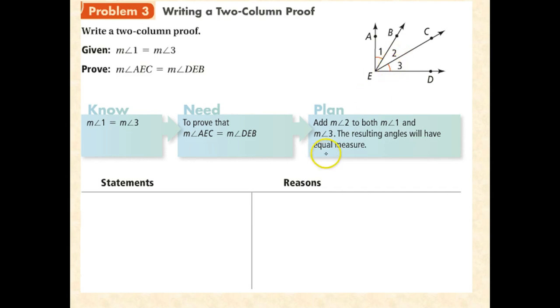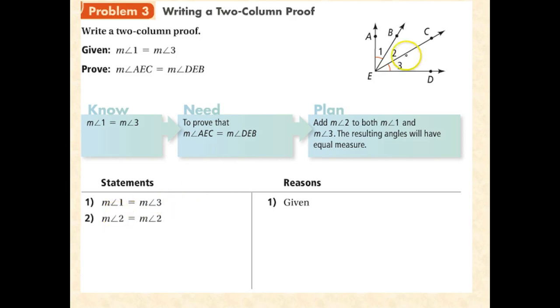Now let's follow the plan. Remember, what do we always start with? The given statement. So we're given the measure of angle 1 is equal to the measure of angle 3. Now, from that information, what can we say? What's our next thing that we can say?